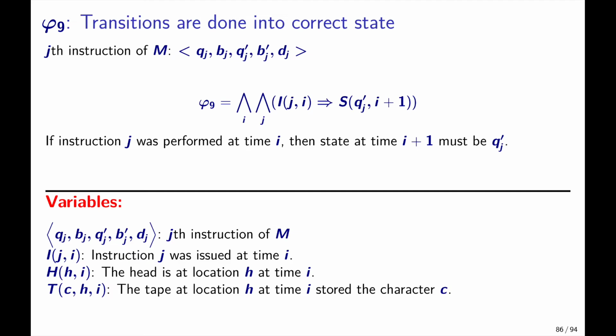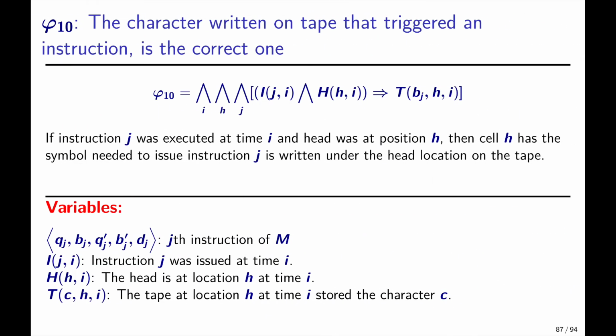Similarly, we need to write a formula that says that the Turing machine transitioned into a correct state. So if at time I we did transition J, then the state at time I plus 1 is QJ prime, the target state of this transition. Okay.